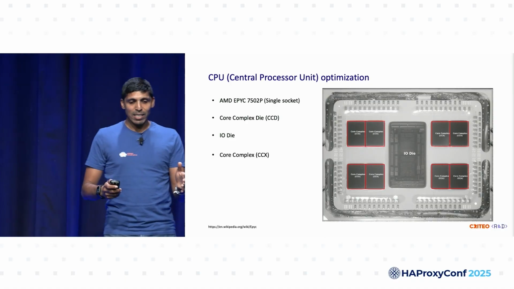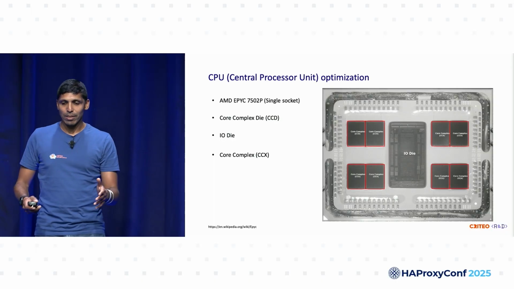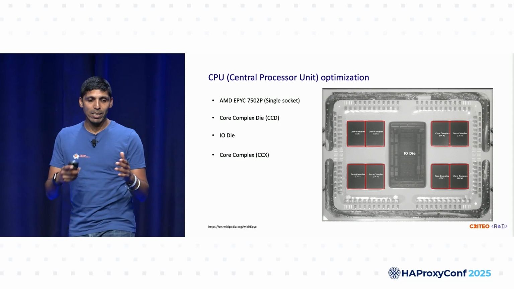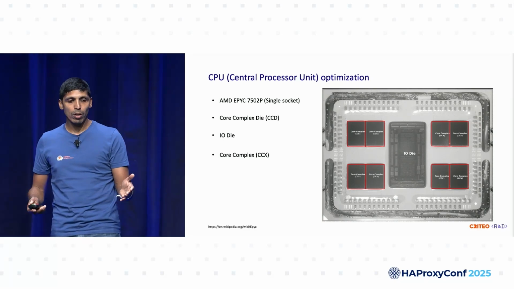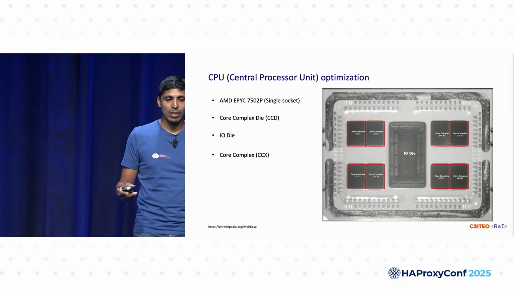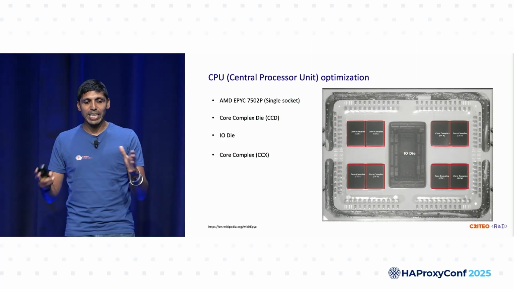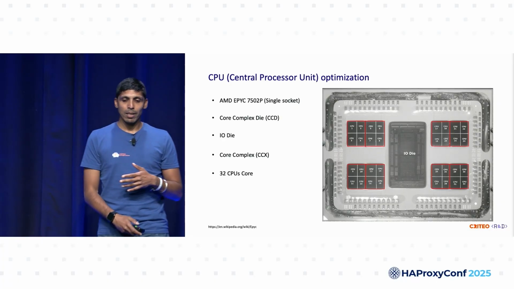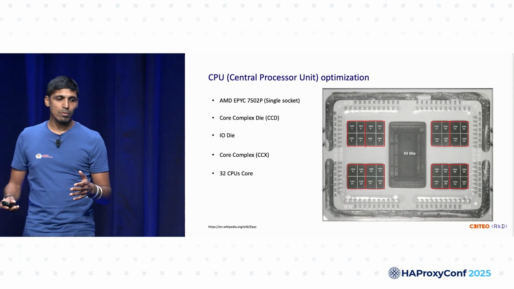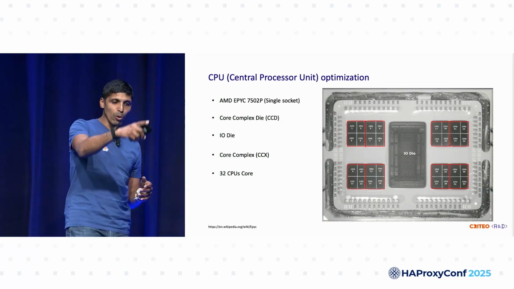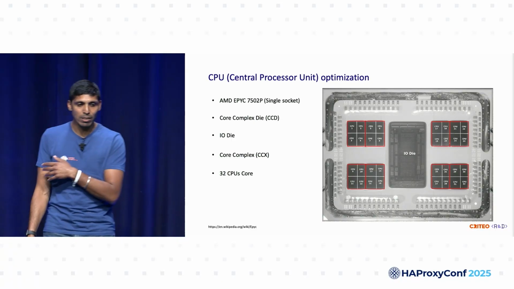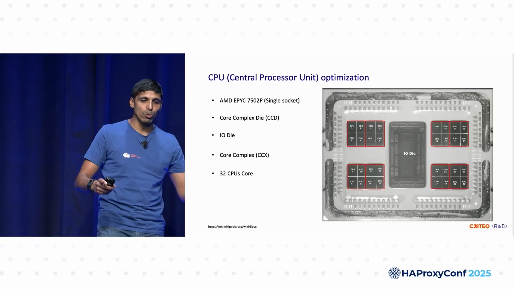The CCDs are composed of core complexes, which are CCX, and you have 2 per CCD. A CCX is a group of cores within a CCD sharing cache. This allows fast data sharing between cores. Each CCX contains 4 CPU cores. It starts from 1 to 4 on the left and goes up to 29 to 32 on the bottom right, which gives a total of 32 CPU cores.